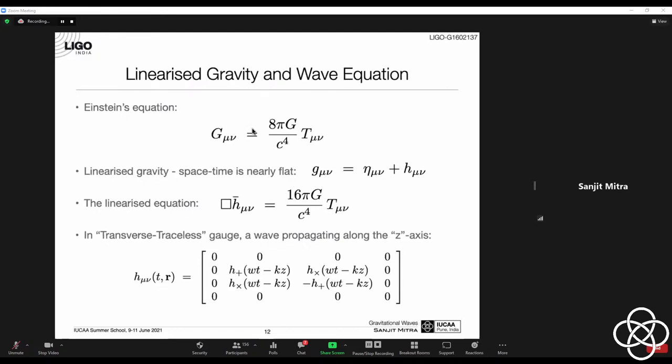This equation remains valid. But if we want something more complicated about dark energy and so on, then we have to add something in this term, a scalar field, and different kinds of fields can be added here. Okay, I hope that answers the question. You can write in the chat box.